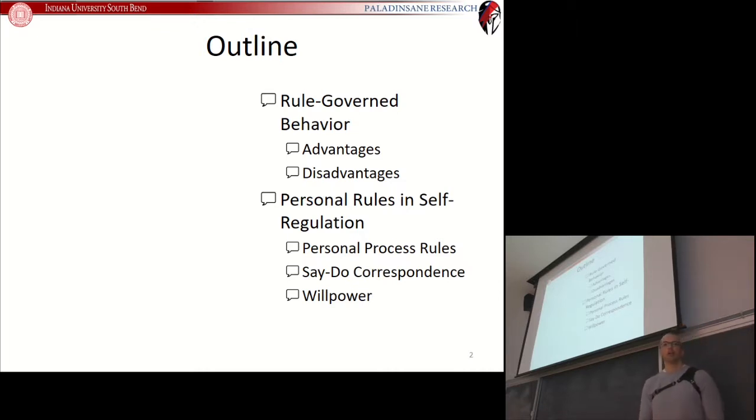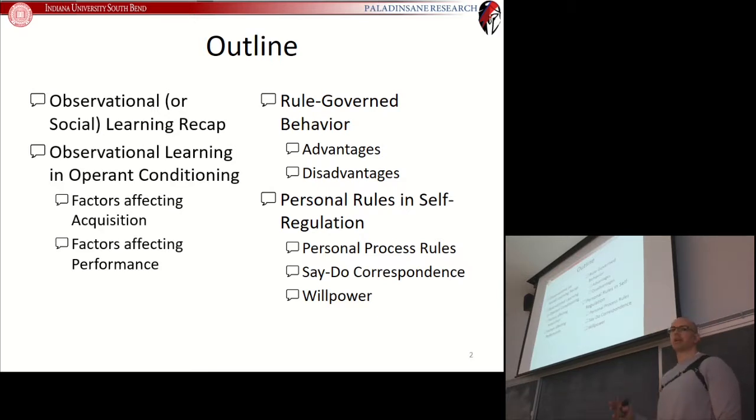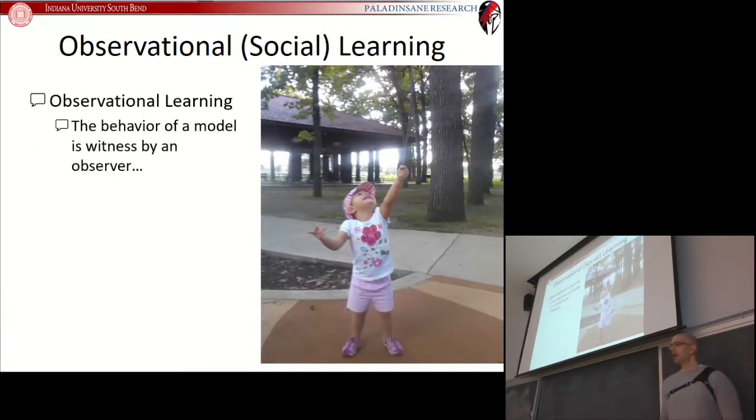But before we get to that, we need to finish up our look at observational learning. So we're going to have a brief recap to remember what we did last time. And then we're going to take a look at observational learning and operant conditioning, specifically factors that affect acquisition of the information, so how to do a particular behavior, and also factors that affect performance, that is the actual doing of the behavior. And then we'll take a look at a challenge to see if we can apply observational learning to explain the bystander effect.